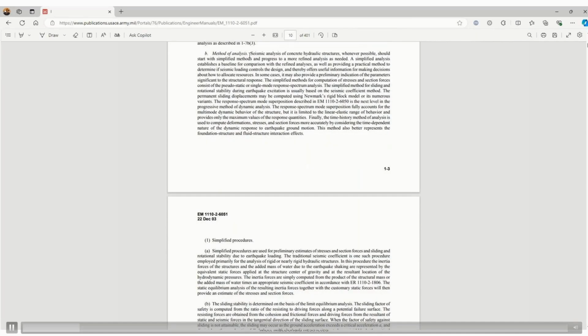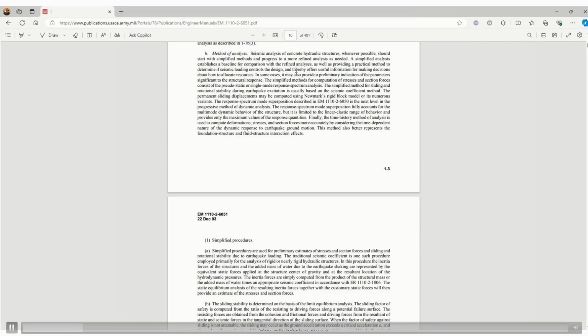Then method of analysis. Seismic analysis of concrete hydraulic structure whenever possible should start with the simplified method and progress to more refined analysis as needed. A simplified analysis establishes a baseline for comparison with the refined analysis, as well as providing a practical method to determine if seismic loading controls the design.